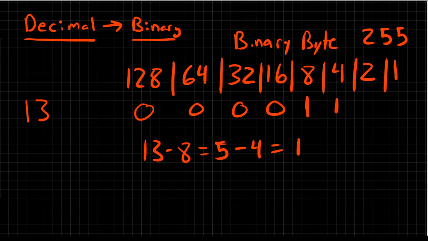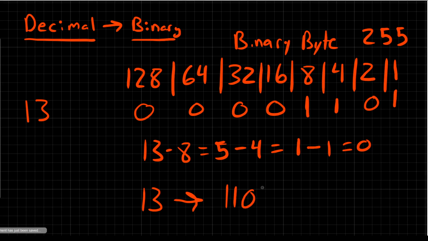Will 2 go into the number 1? No, it will not. So I write a 0. Will 1 go into the number 1? Yes, it will. So I'm going to subtract 1. That leaves us with a final of 0. And a 1 there. So 13 in decimal is going to be 1101 in binary.